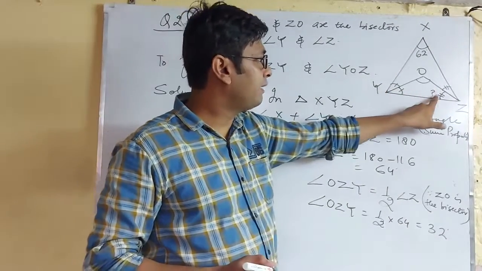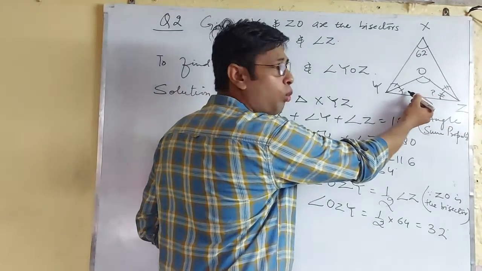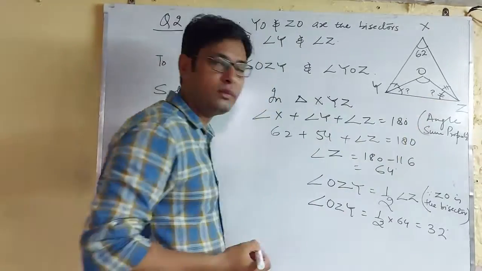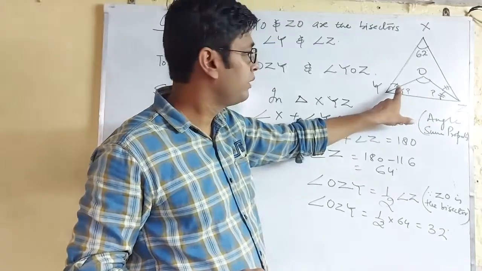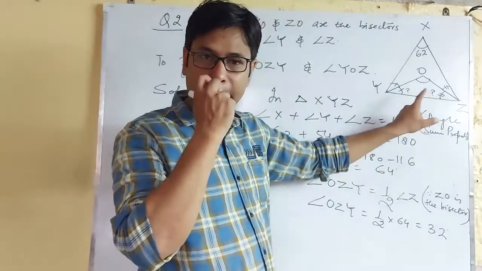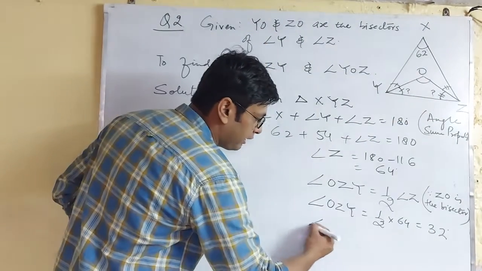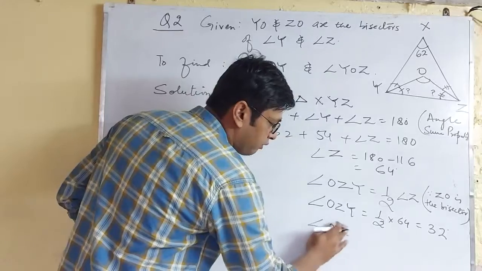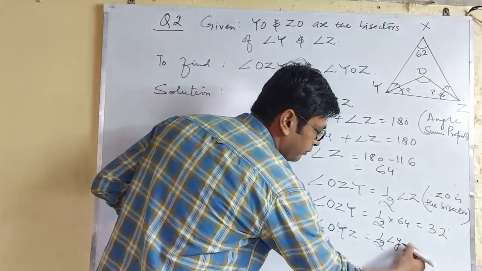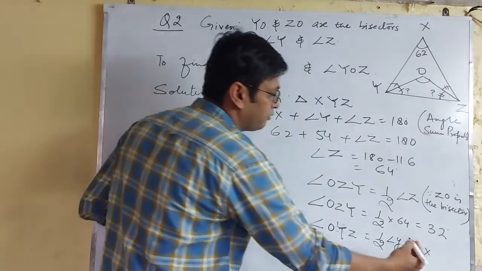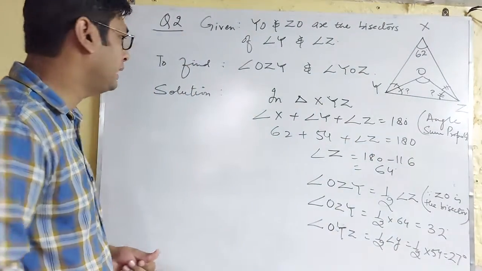Like we have got angle OZY, similarly we'll find angle OYZ, this angle. Angle OYZ is half of angle Y. After finding these two angles, we'll find this angle by the angle sum property. So angle OYZ is equal to half of angle Y, that is half of 54, which is 27 degrees.